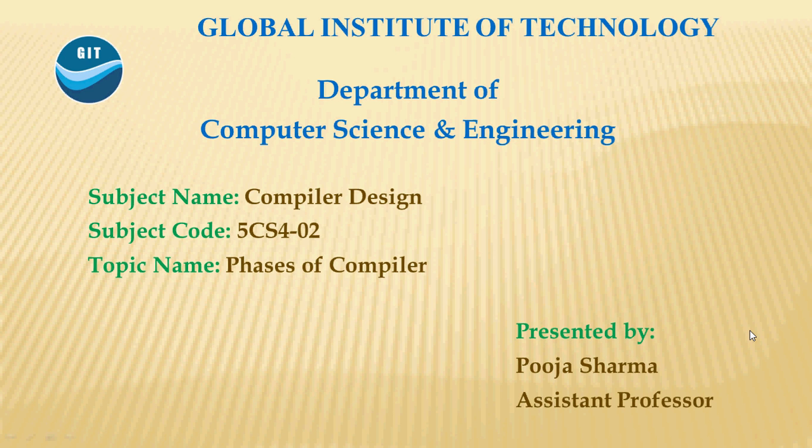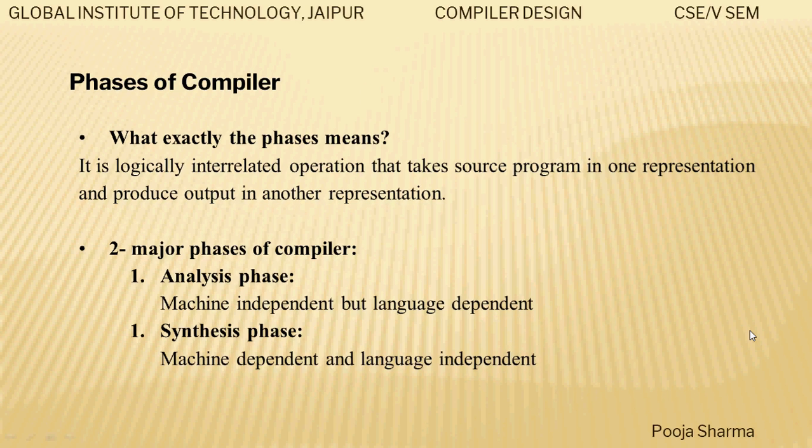Hi students, now coming to the next topic of compiler design, which is phases of compiler. In phases of compiler, we are going to learn about the structure of a compiler. Now, what exactly do phases mean? The phases are logical interrelated operations that take a source program in one representation and produce output in another representation.